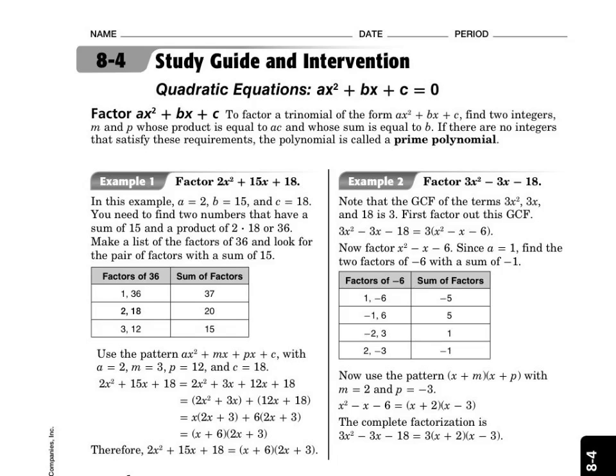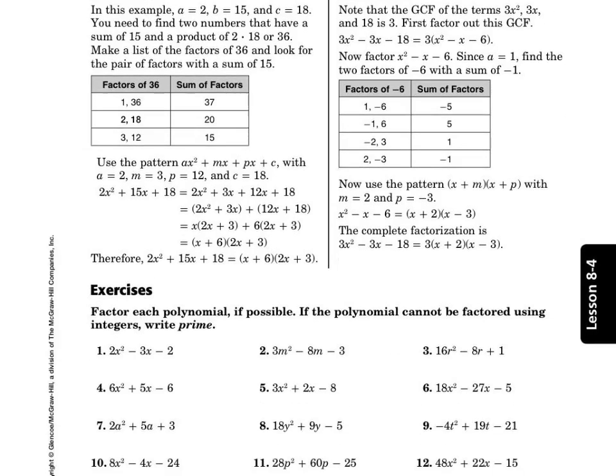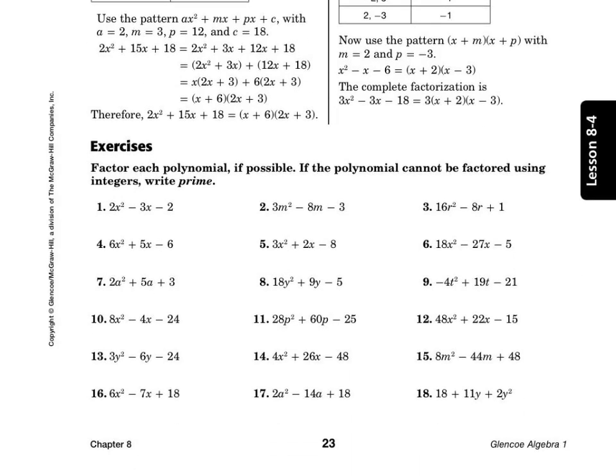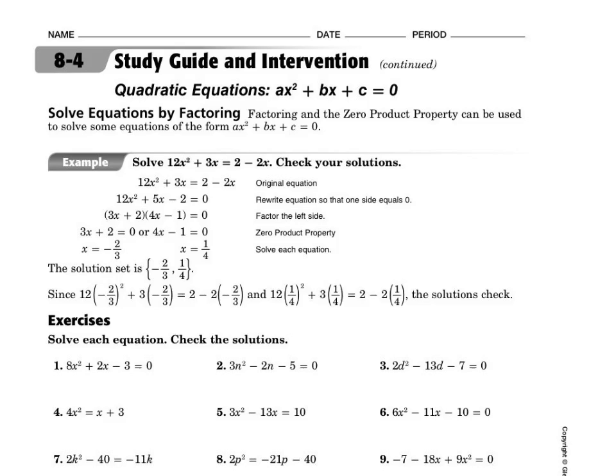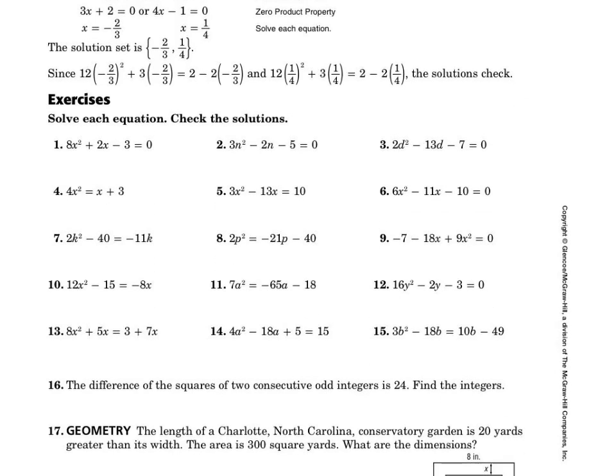Here are a few problems that you can work on your own. This is just factor if you can, and if you cannot, write the word prime. So we'll start with number 5 and number 13. And on this next page you will be solving. So on this next page I want you to do number 7 and number 12.